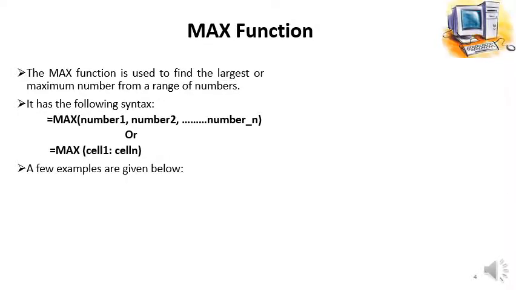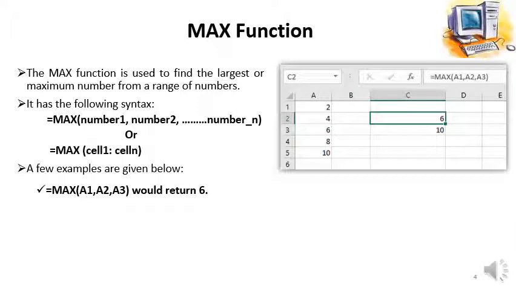A few examples are given below. We can write it like this, is equal to MAX, and inside the parentheses we are taking 3 cells, that is A1, A2 and A3, that we can see here in this image. This would return the value 6, because A1 contains 2, A2 contains 4 and A3 contains the value 6. So out of these 3 values, 6 is the maximum value, and the formula which is applied on the selected cell which contains the value 6 can be seen in the formula bar.